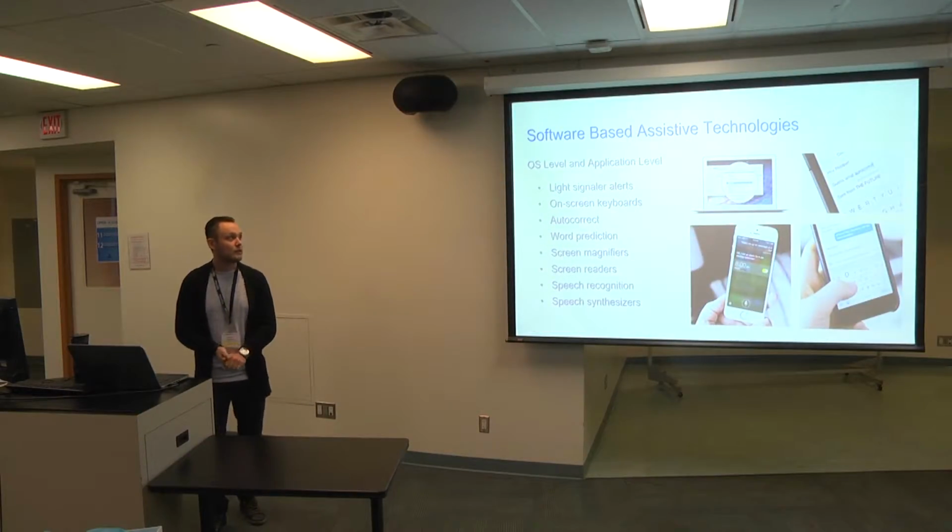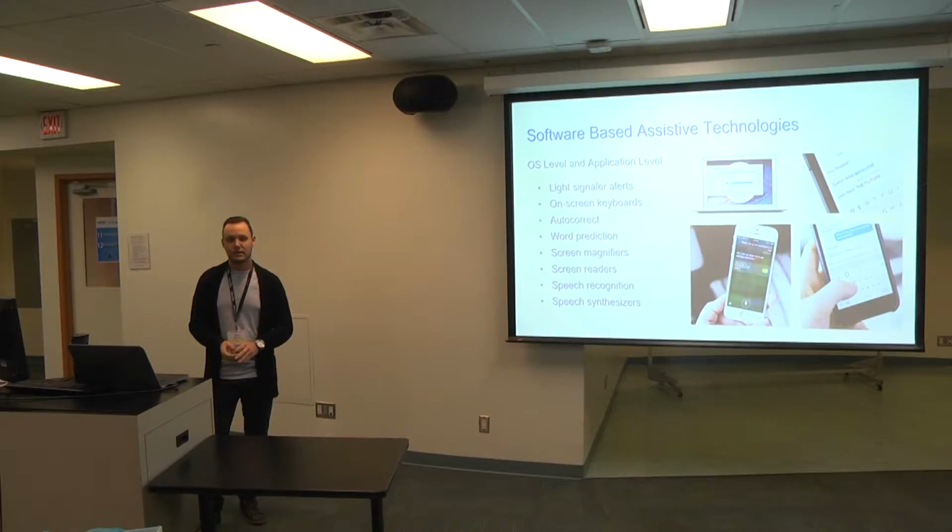Next, I'm going to go through a few software-based assistive technologies. So these can exist either at the operating system level or the application level. The first one being light signal alerts. So this would be for a deaf user. If there's some kind of action or sound that's played to notify the user that something's happening, what will happen instead is the screen will flash to them to let them know that they need to do something.